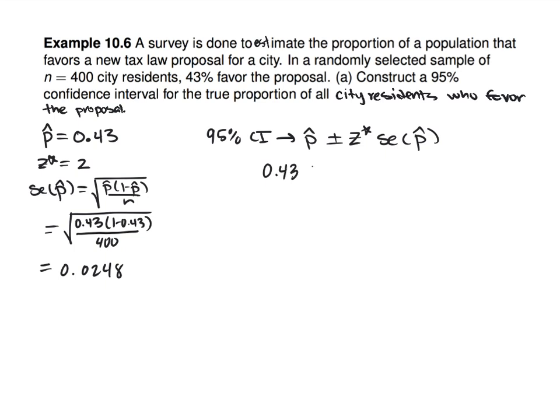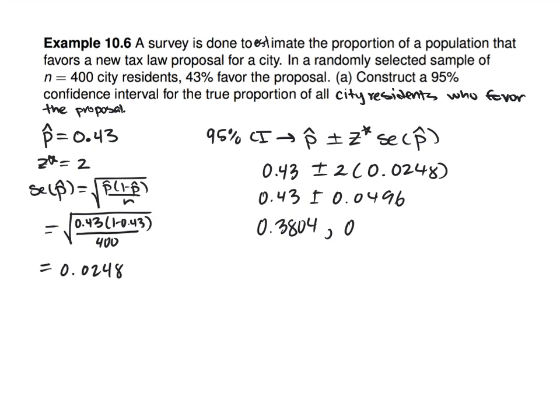So 0.43 plus or minus 2 times 0.0248, which is 0.43 plus or minus 0.0496. 0.43 minus that number is 0.3804, and 0.43 plus 0.0496 is 0.4796, or 38.04% to 47.96%.